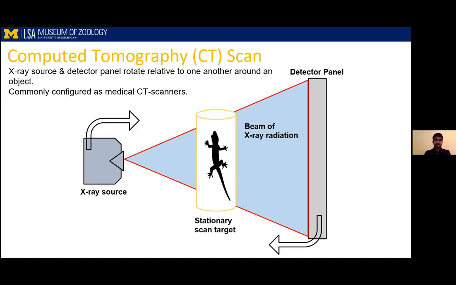Now, generally speaking, there are two main configurations for a CT scanner. The first is one where the platform where the object, patient, or your target is sitting remains stationary, and the X-ray source and detector panel, or in some cases a series of detector panels, rotate around that target. This is what you'll most commonly see in the context of a medical CT scanner.